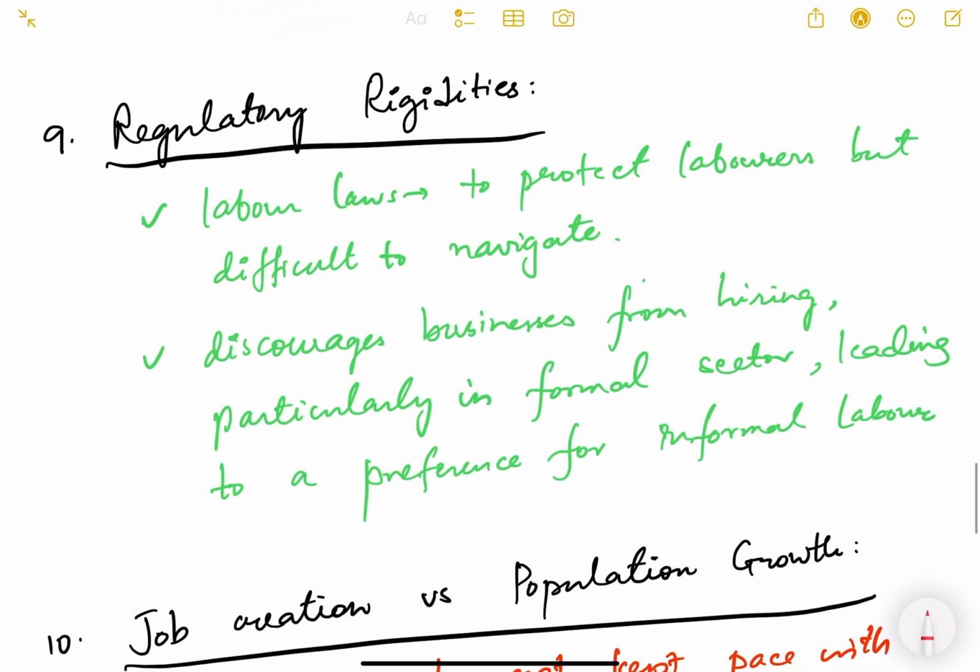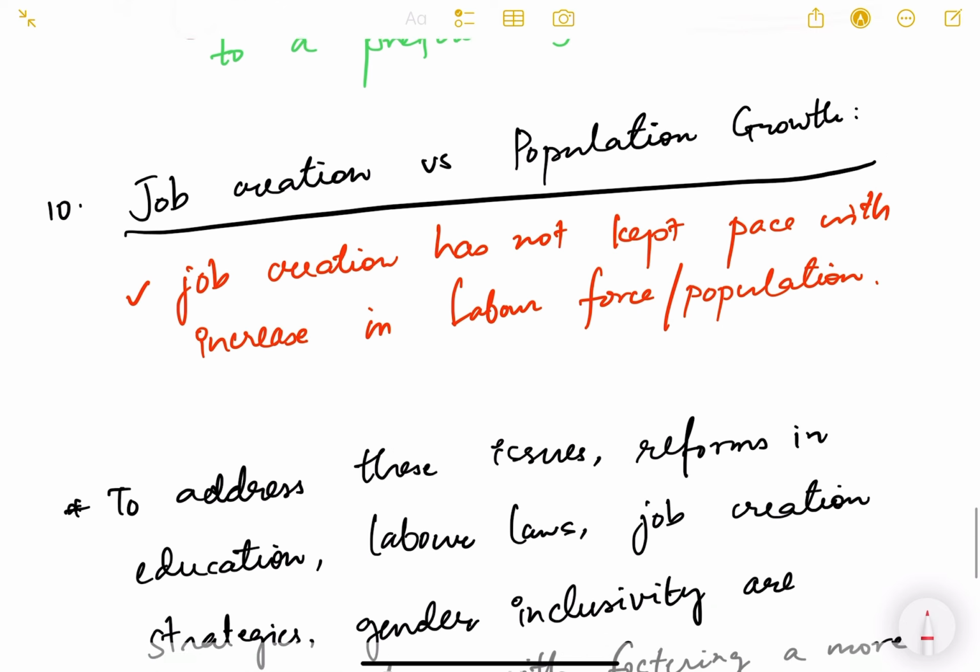Next one is regulatory rigidities. India's labor laws, while they are intended to protect the laborers, are very difficult to navigate for manufacturers and industries, and this discourages them from hiring, particularly in the formal sector, leading to a preference for informal labor. So these again we have already seen.